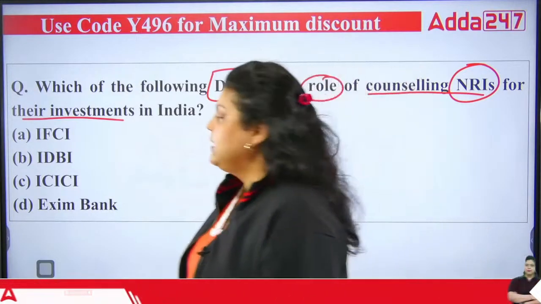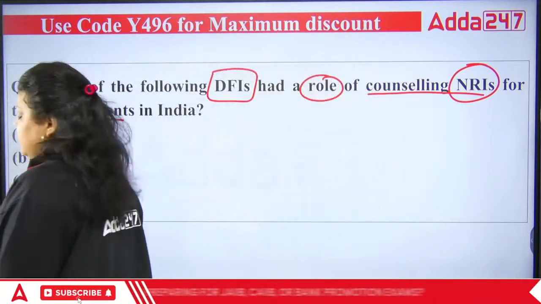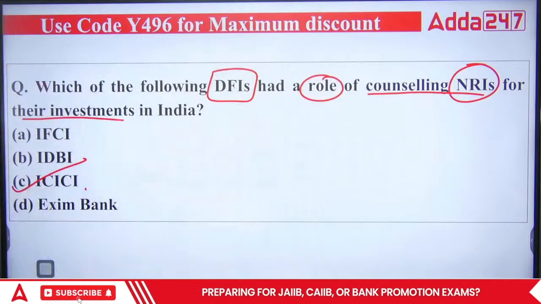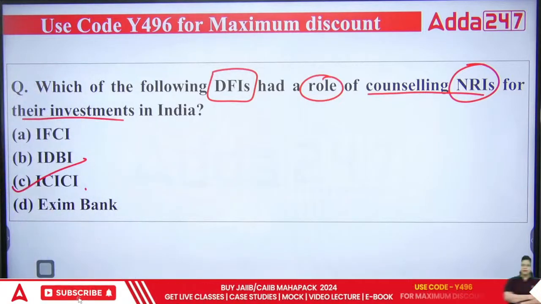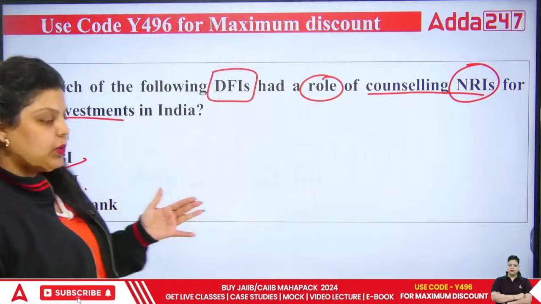So the right answer here is actually ICICI Bank. ICICI Bank is the bank which started doing this role. It introduced universal banking.